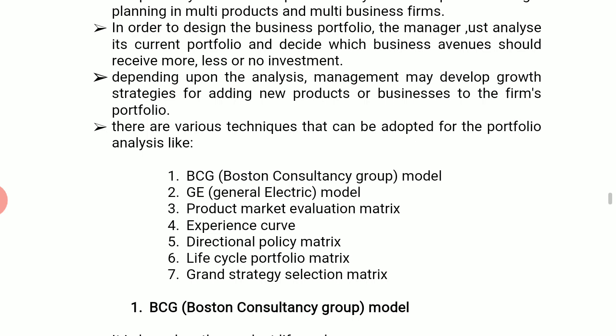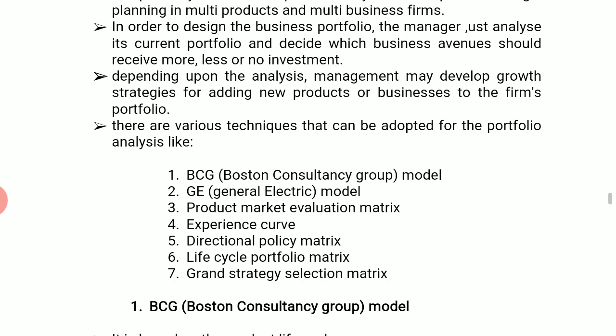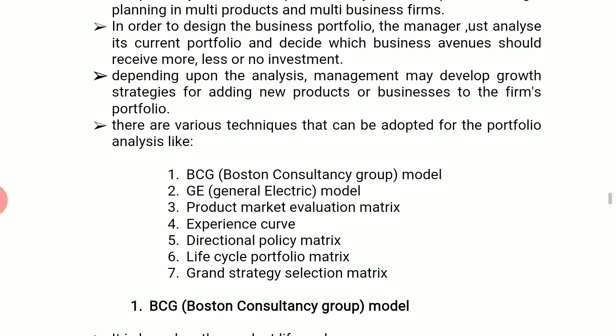So what we have tried to understand under portfolio analysis is that it is a technique, and there are various techniques that we are going to see. Under this technique, a manager analyzes the different product lines and the different businesses taken up by the company and tries to evaluate which one is the best and where more investment can be made to earn returns, where less investment is to be made, where the investment should be withdrawn from the present business and diverted somewhere else, or where no investment is to be taken up at all.